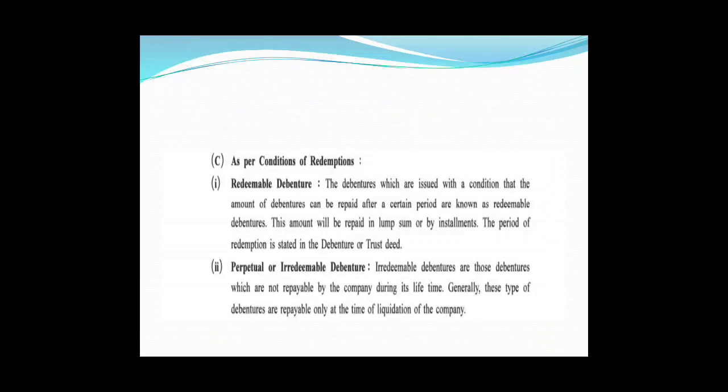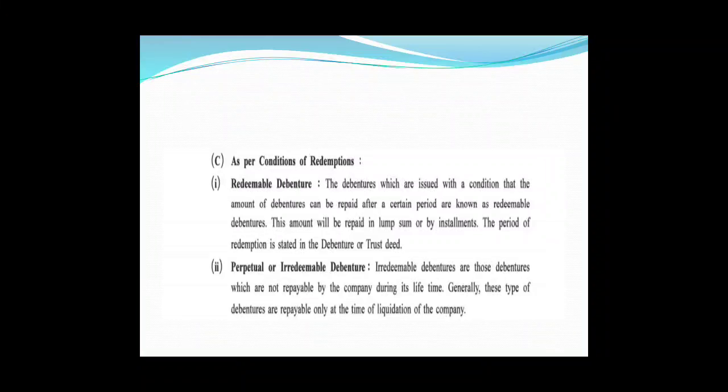While perpetual or irredeemable debentures are those debentures which are not repayable by the company during its lifetime. Generally, these types of debentures are repayable only at the time of liquidation of the company. Friends, redeemable debentures are those debentures whose payment is done back to the debenture holders by the company after a fixed period. Means these debentures are issued for a fixed predetermined period, and after completion of that period, the payment is done to the debenture holders. Right? These are known as redeemable debentures.